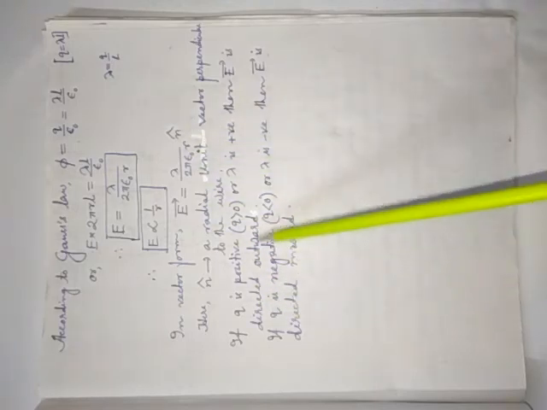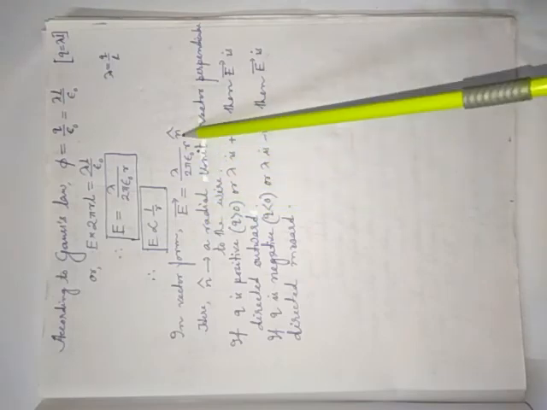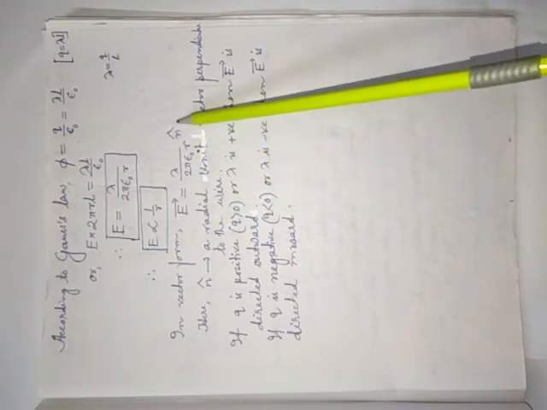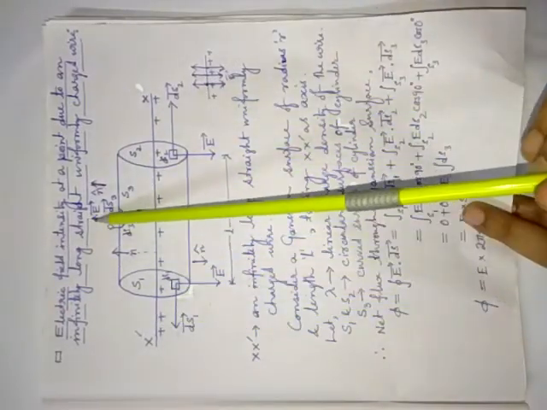If Q is negative, that means Q less than 0, lambda is also negative. Then E vector and n cap will be opposite to each other. Since n cap is radially outward, if the wire is negatively charged, the electric field vector will be in the inward direction. Okay, this is the topic.